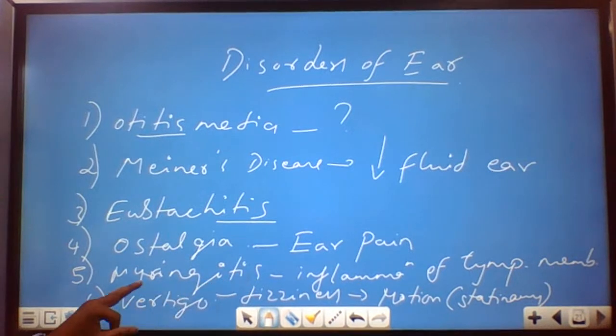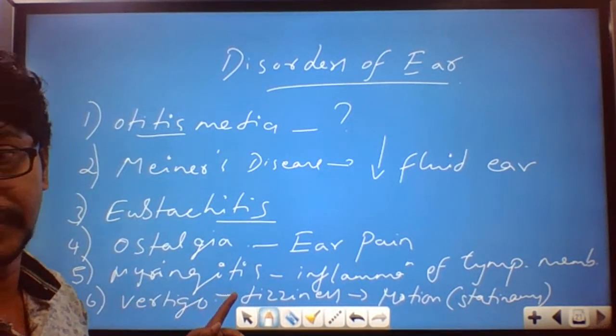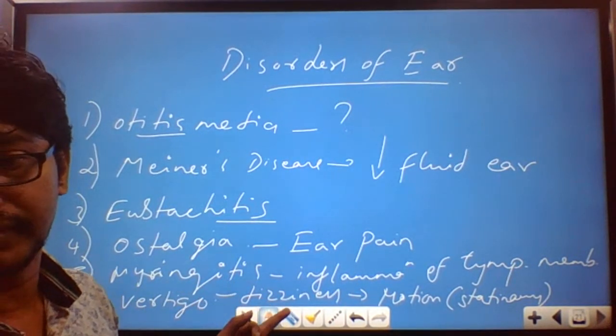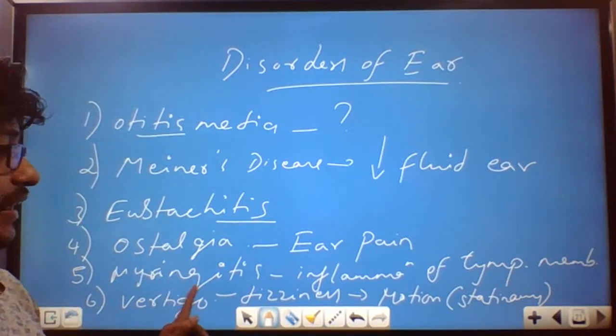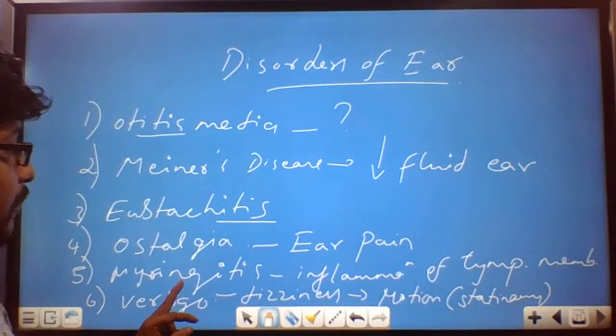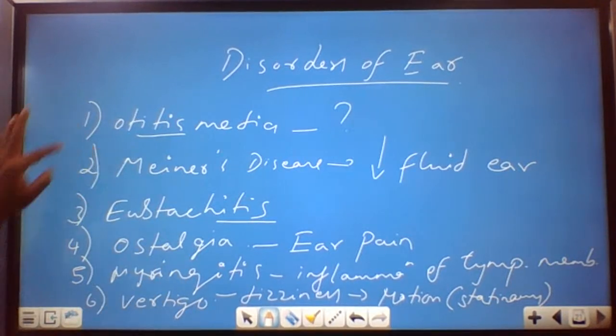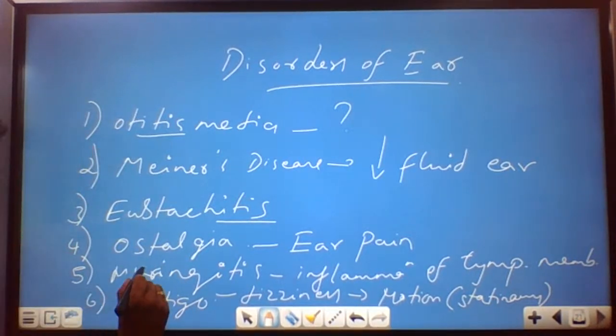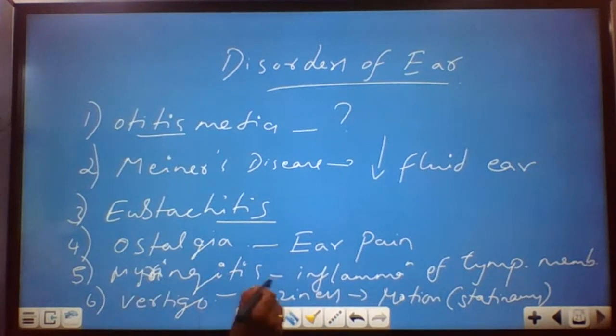Inflammation of the tympanic membrane, you can say rupture of the eardrum. Rupture of the eardrum is called meningitis. That is the tympanic membrane getting ruptured. So the fifth one is meningitis, the inflammation of the tympanic membrane.